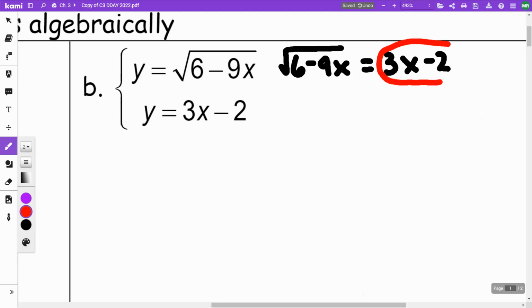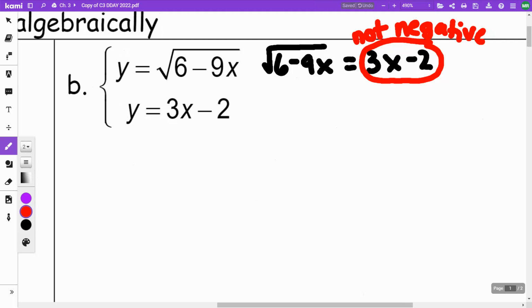we are looking for the principal root. So we do not want a negative here. Okay, we don't want a negative. So at the end, I'm going to have to check my answer. I also don't want a negative underneath my square root, so I'm also going to check that. So let me just rewrite this problem. So I'm going to have the square root of 6 minus 9x is equal to 3x minus 2.